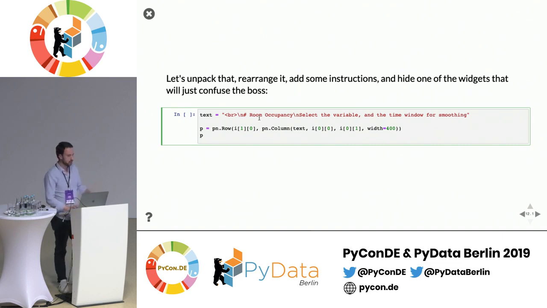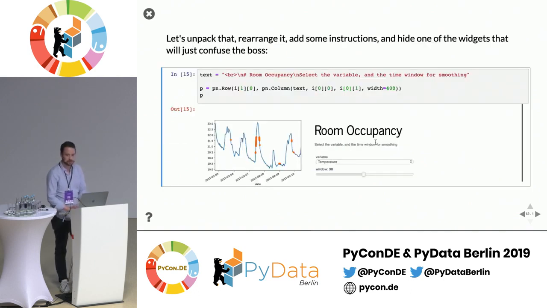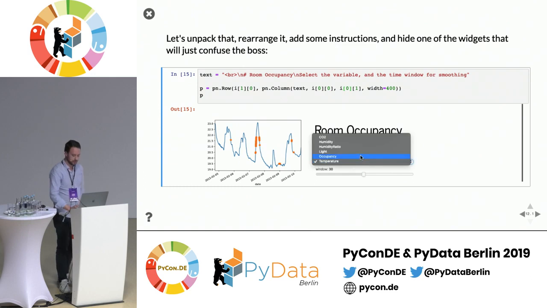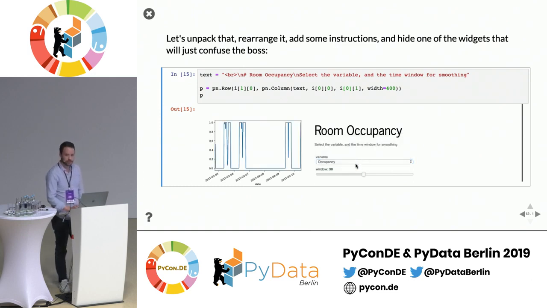So that's what we're going to do here. We're going to add some text, define some markdown text, unpack our little interact object, get the first column, the row containing the plots, and then put that next to the text with 2 of the widgets because, again, our boss doesn't understand what a sigma is. So we're going to just ignore that and just use 2 of the variables, right? So now we've got something that's a bit nicer, a bit prettier, we can actually show this to someone, right?